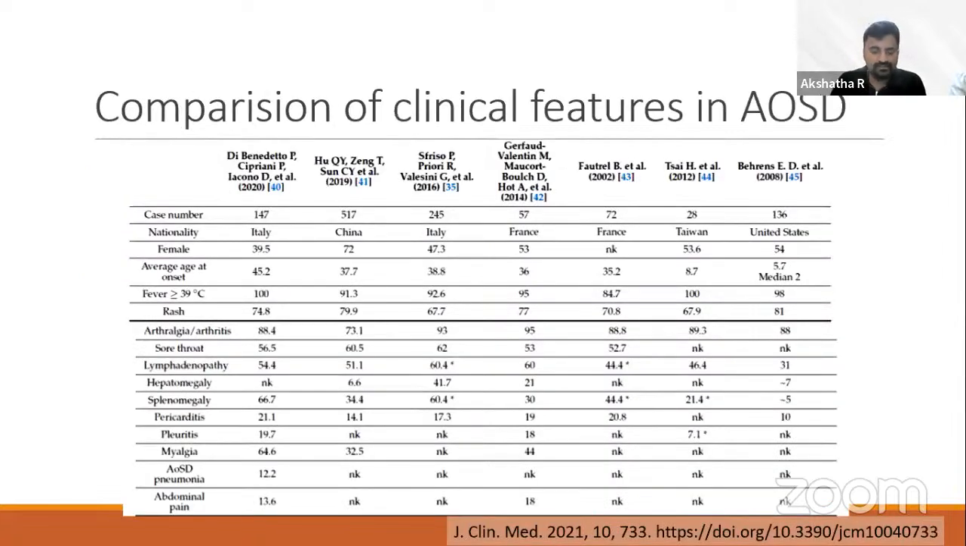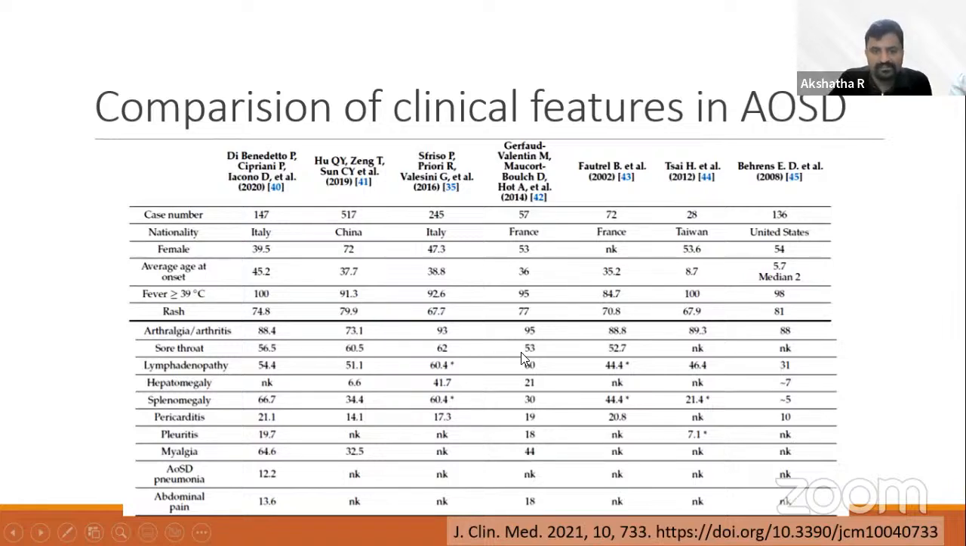So what are the classical features with which patients with AOSD present? Fever is almost universal. Almost 100% of patients present with fever and almost 70 to 80% of patients can have a rash, which is a classically erythematous rash, which doesn't last more than a few hours to a day.